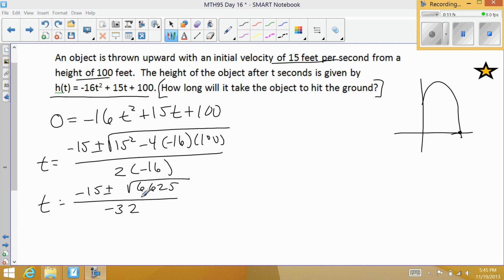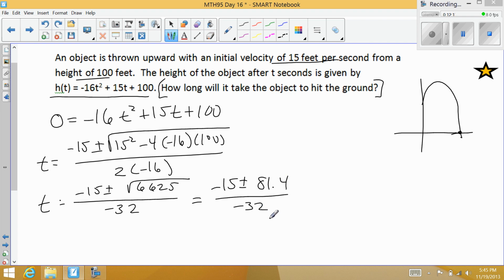So running the arithmetic through my calculator, I got the discriminant of 6625, over 2 times negative 16, which gave me the negative 32. The square root of 6625, it's not a particularly nice number. It's irrational. But if I'm trying to answer the question, how long will it take the object to hit the ground, this is going to be a useful number, even though it's an approximation of the time, because having a square root in my answer is not going to be useful when someone wants to know when the object is going to hit the ground.